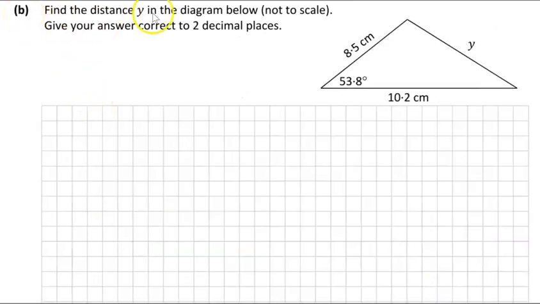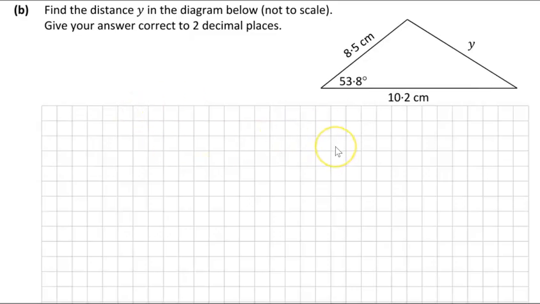B. Find the distance y in the diagram below, not to scale. Give your answer correct to 2 decimal places. So we have a triangle and we want to find side y. And it might look like a right angle, because it does actually quite look like a right angle here. But there's nothing to indicate that it is a right angle, so we cannot take it to be a right angle triangle. So we can't use Pythagoras' theorem and we can't use SOHCAHTOA. So we're not looking for the area, so we're not going to use the area formula either. So our two options are the sine rule or the cosine rule.